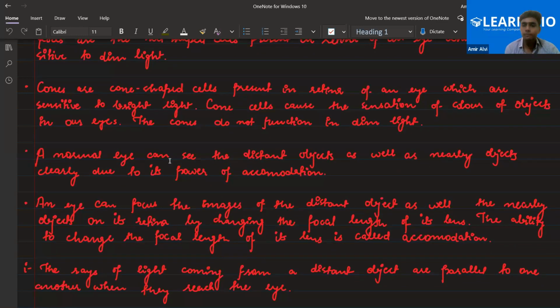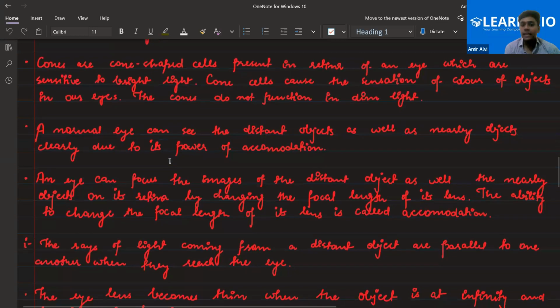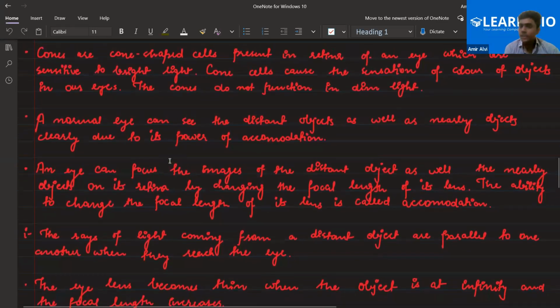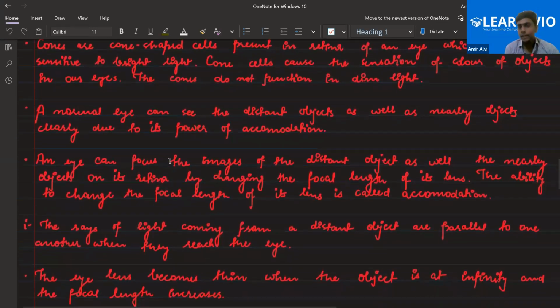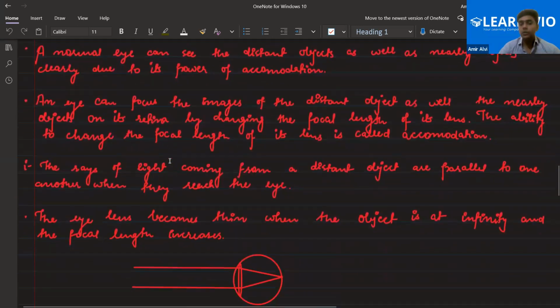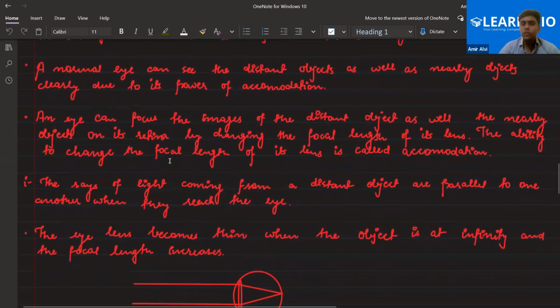Okay, fine. Junaid, clear? Yes, sir. An eye can focus the image of the distant object as well as the nearby objects on its retina by changing the focal length, right? This ability is basically called accommodation. This ability to change the focal length is called the accommodation of the eye lens. Clear, everyone? That's great.